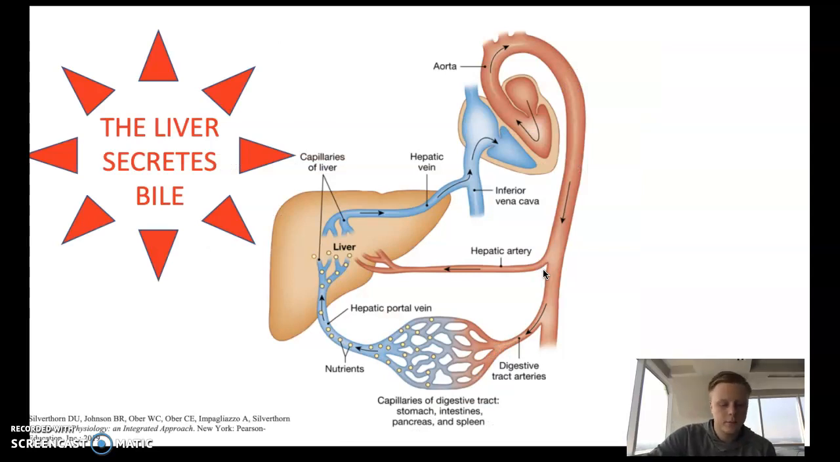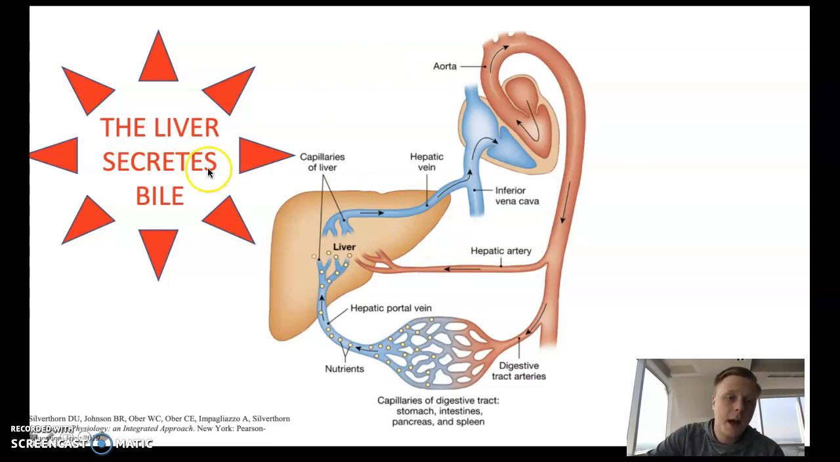Next, we will talk about the liver. This is a diagram of the hepatic portal system showing the liver's connection to the circulatory system, as well as the capillaries of the digestive tract and the organs that they support. We can see specifically that the hepatic portal vein allows nutrients to flow into the liver, as well as the hepatic artery to help supply it with blood.